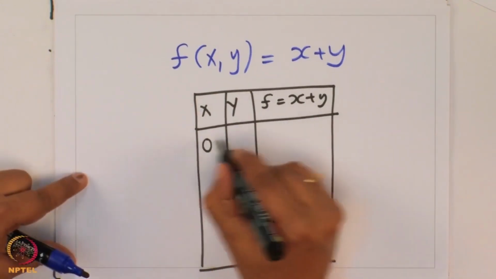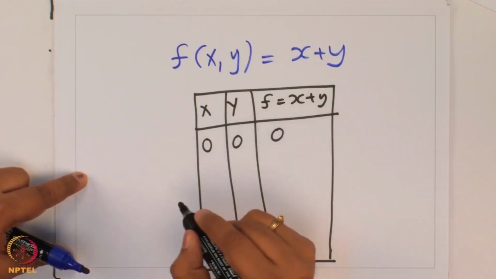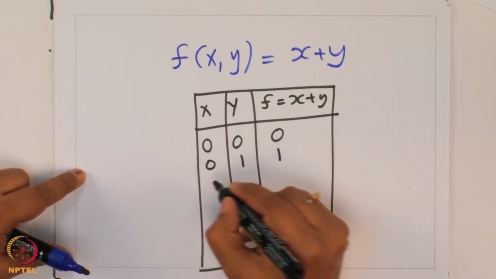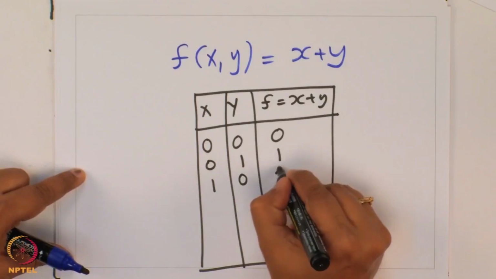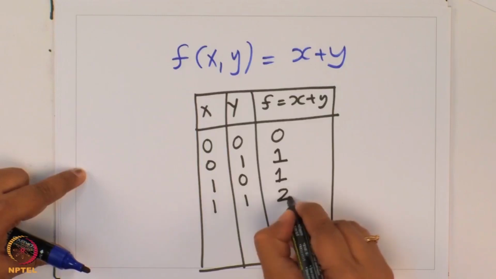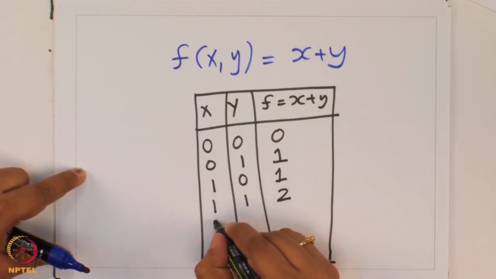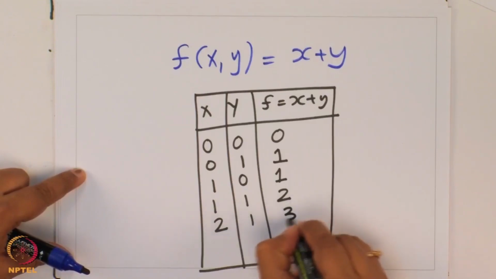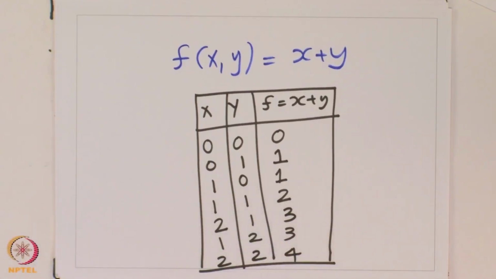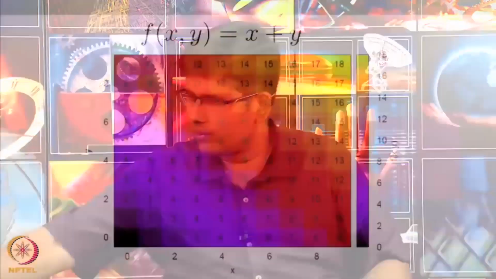So when x is 0, y is 0, f is 0, x plus y is 0. When x is 0 and y is 1, this is 1. When x is 1, y is 0, this is 1. When x is 1, y is 1, this is 2. You can write various values, right? I can write 2 and 1, this will be 3. You can have 1 and 2, this is 3. You can have 2 and 2, this is 4. So I can make a table like this for different values of x and y, and I will get a nice table which I can plot, and the plot will look like this.